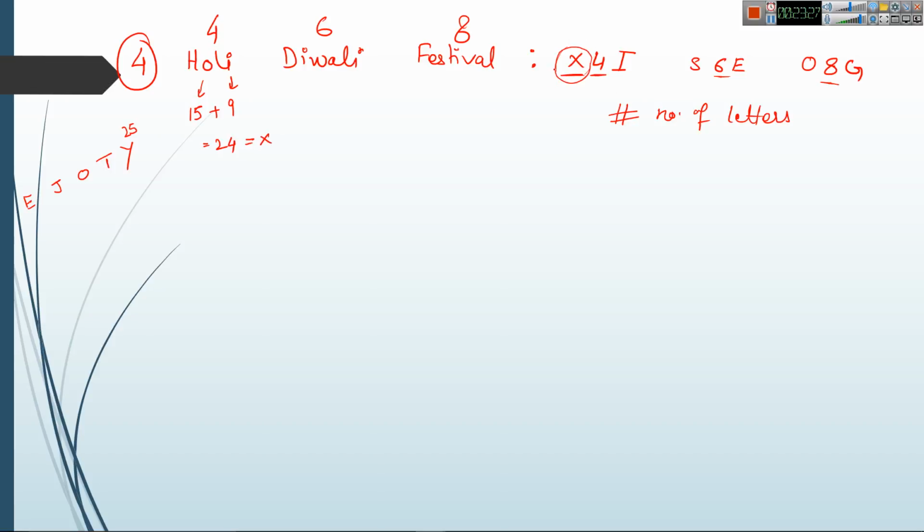So what is the first letter of the code? It is the letter present at the sum of the positions of the vowels of the word. Same we will confirm from the word Diwali. Position of I is 9 and A is 1. 1 plus 9 equals 10.